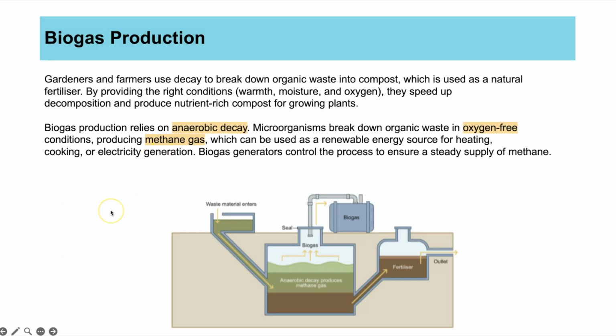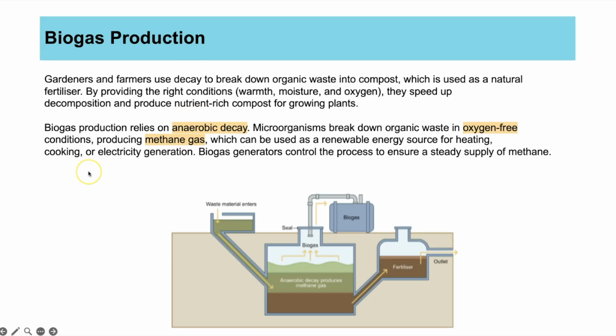Decay leads into this idea of biogas production. So biogas is something that gardeners and farmers can actually produce themselves. And they use decay to break down organic waste into compost, which is used as a natural fertiliser. But also by providing the right conditions, you can speed up that decomposition based on what we said in the previous slides. If you want to get your compost, so have a really nutrient-rich soil quicker, you need to make sure that there's plenty of oxygen, there's moisture available, and it is warm enough.